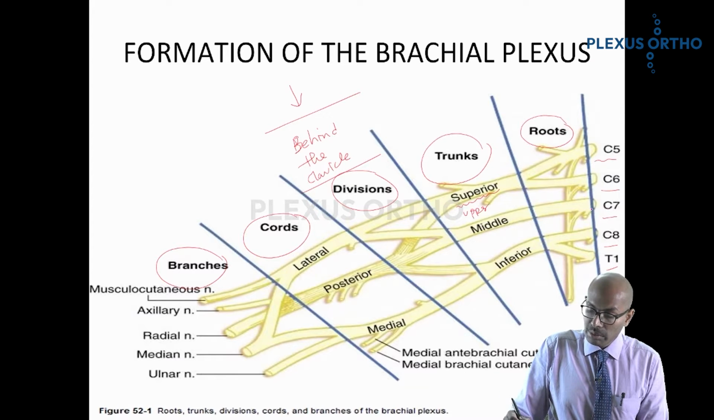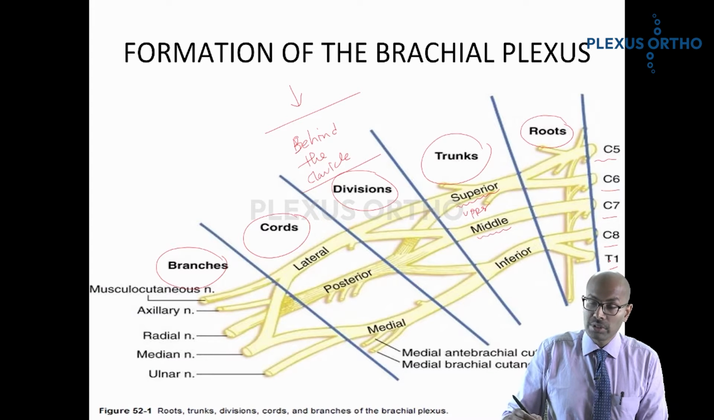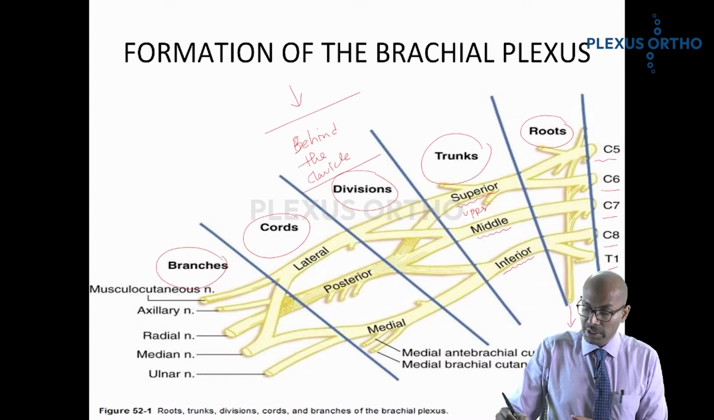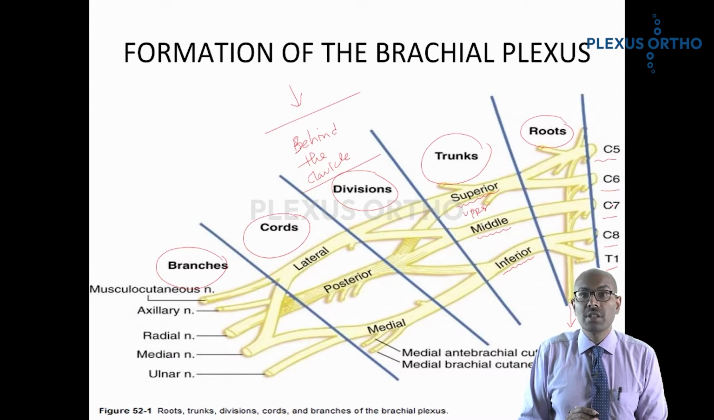The C7 root continues as the middle trunk. The C8 and T1 roots continue as the inferior trunk. So what are the branches from the roots? Before we proceed, let's see the branches. This is the long thoracic nerve, or the nerve of Bell, which goes to the serratus anterior muscle. It arises from C5, C6 and C7 nerve roots.